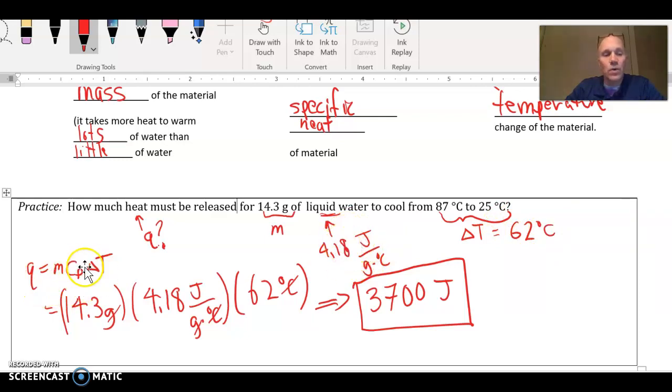So we're going to take this equation right here, m Cp delta T, and you plug in for your mass, you plug in for your specific heat, you plug in for your change in temperature, and you do your math, and this would be the number that comes out. Notice that I have rounded the number to 2 significant figures because 62 degrees only has 2 significant figures in it.